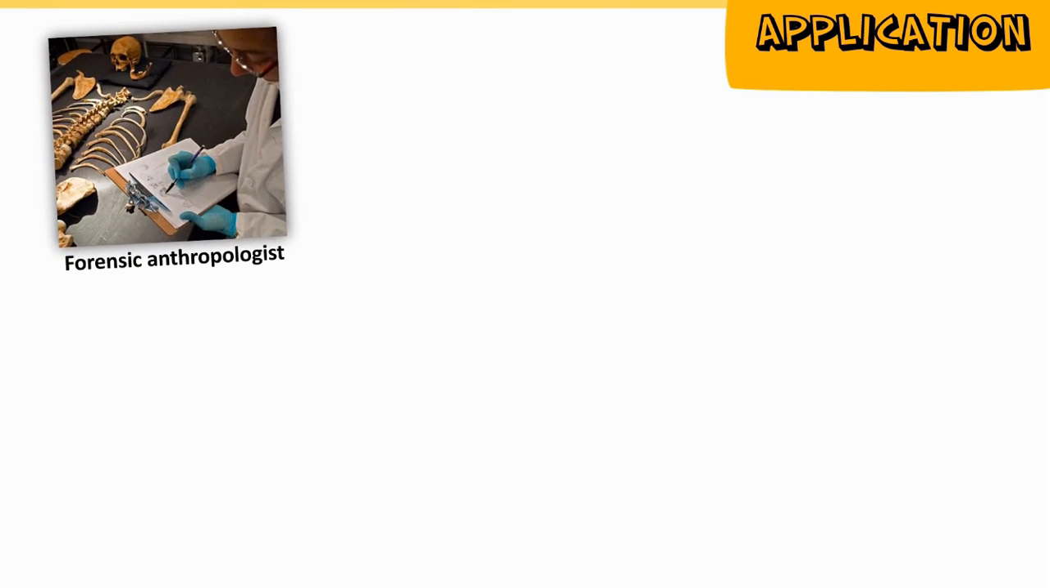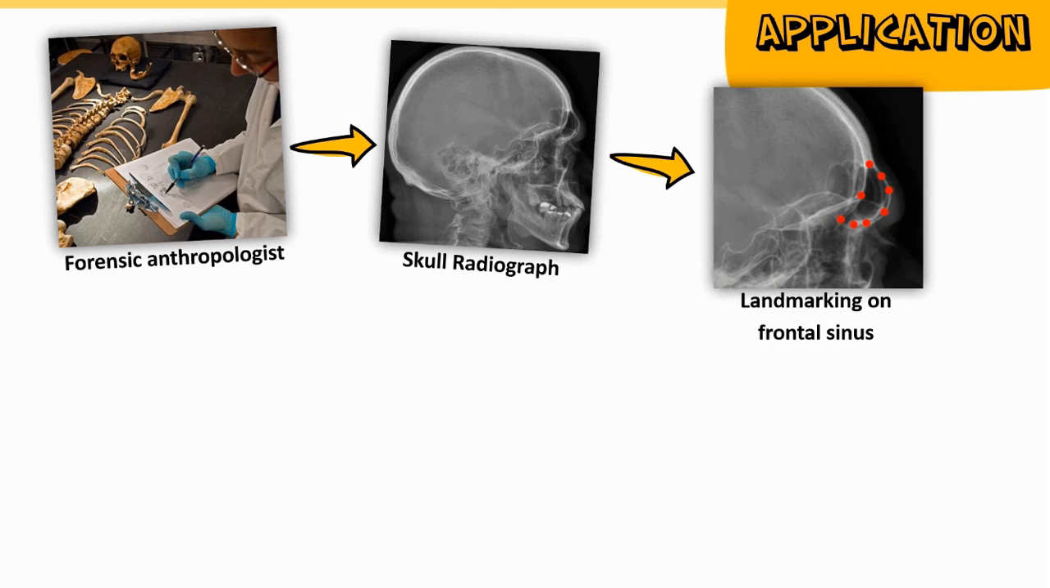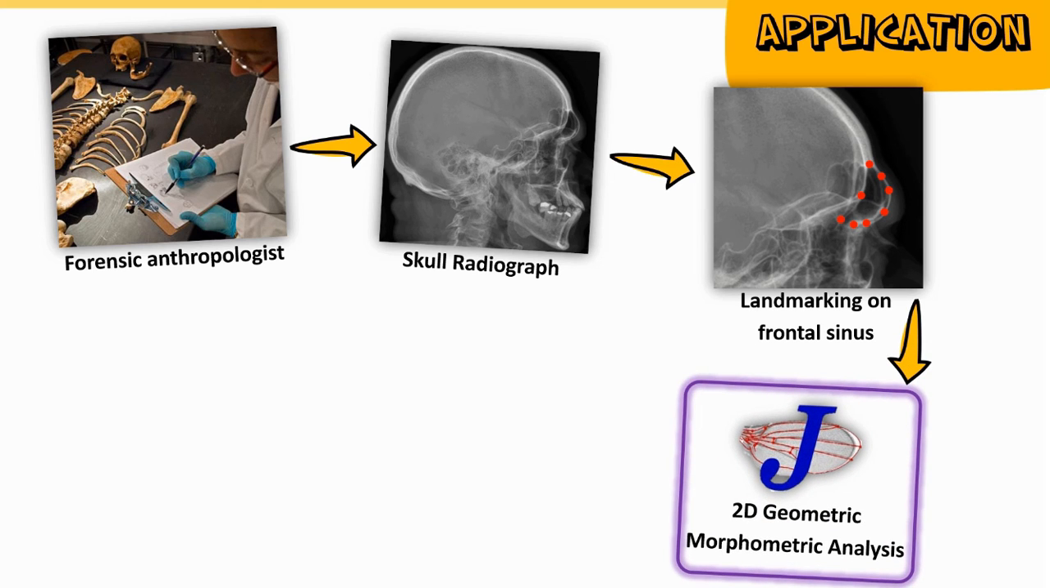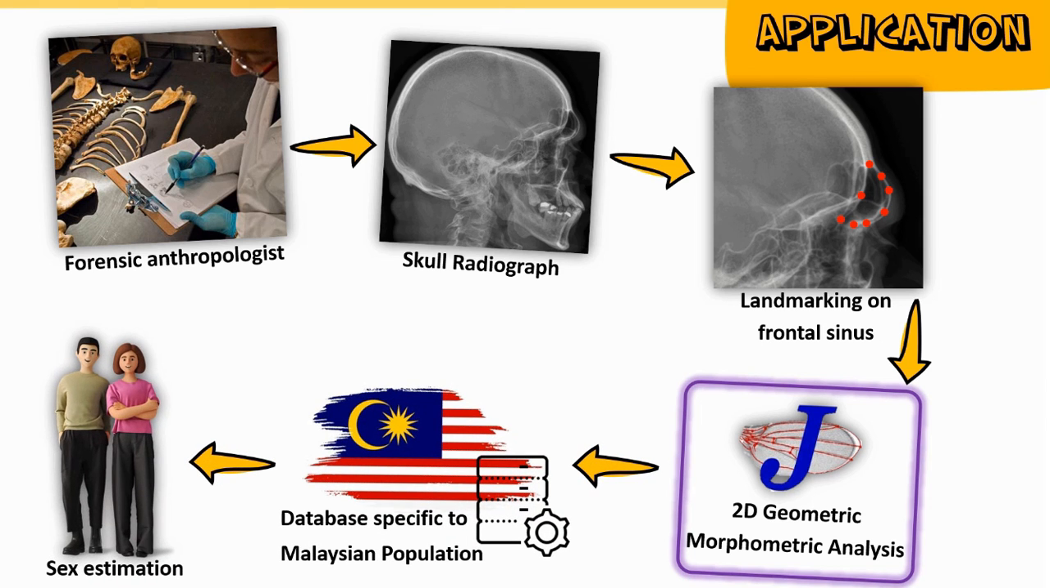Practically, whenever the forensic anthropologist discovers skeletal remains, they can x-ray the frontal sinus of the deceased to get a 2D model of the bone, which is a radiograph. Then, perform 2D geometric morphometric by applying 8 landmarks, analyze its morphology using MORPHO-J software, and compare the findings with the existing database, which then allows us to estimate the sex of the deceased.